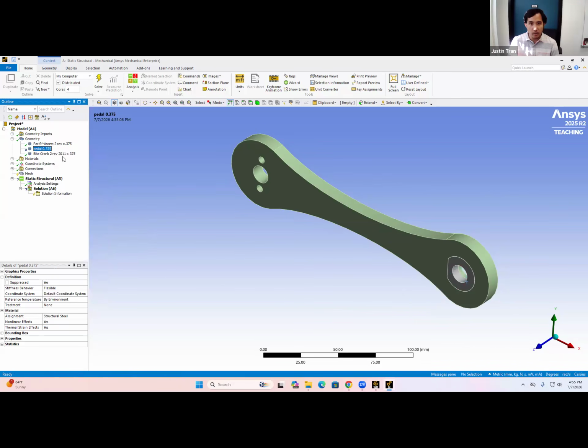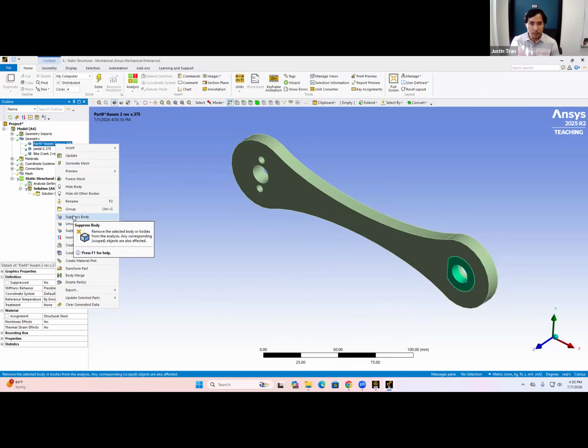So it's going to suppress the pedal. And then we can suppress this ring as well. So once again, on the part 9 SM2, right click and click suppress.